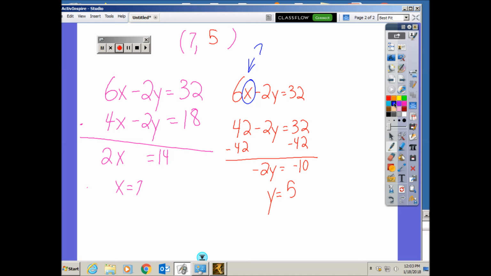So now I'm going to check it. 4 times 7. Oh, not plus, minus, because I'm using the original second equation. 4 times 7 minus 2 times 5 equals 18. 4 times 7 is 28. 2 times 5 is 10. 28 minus 10 is 18. It checks.